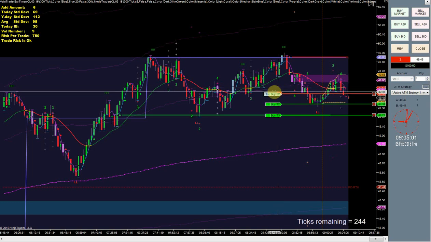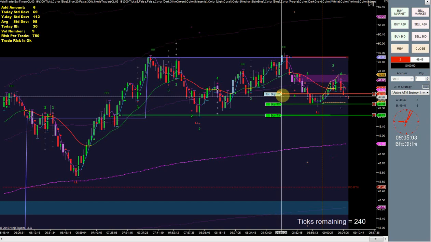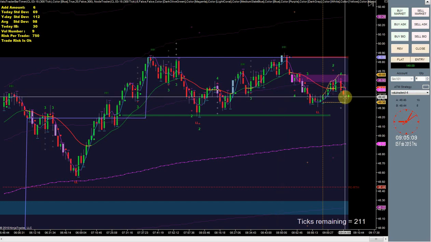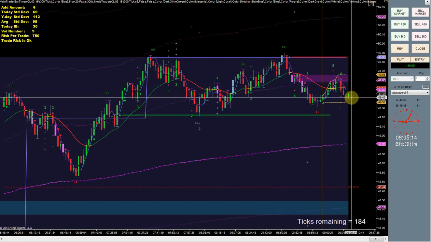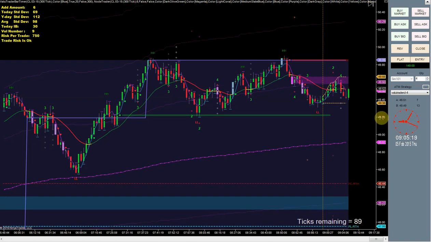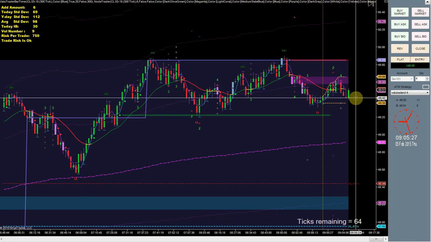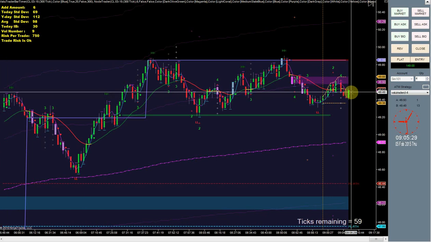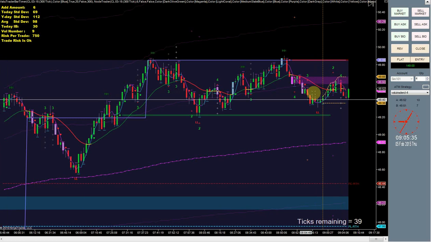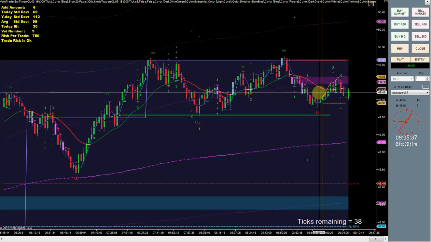Target filled. We're at break even plus 1. Stop filled. Alright, got a little winner there. Would have had that filled a little bit quicker, but like I said, we had a couple ticks of slippage. So that does happen. Not often, but it does happen.